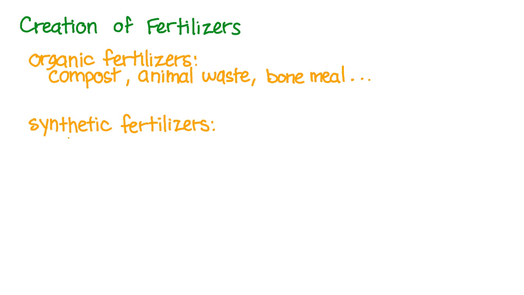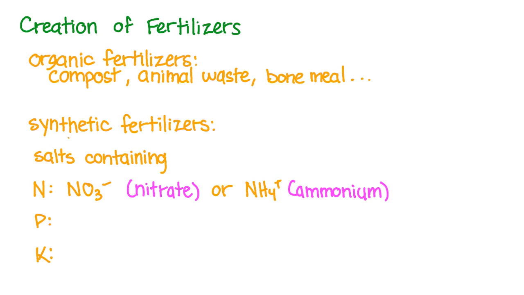But most fertilizers that are going to be used at an industrial scale are synthetic. And these synthetic fertilizers don't actually contain nitrogen, phosphorus, and potassium in their elemental forms. Rather, they're made of various salts that contain these elements. For example, nitrogen-containing fertilizers are often made of salts that contain the nitrate, or NO3-, ion, or the ammonium, or NH4+, ion. Another option for a nitrogen fertilizer would just be the nitrogen-containing compound urea.